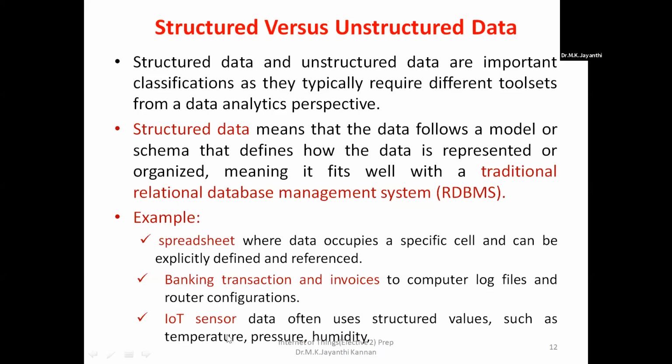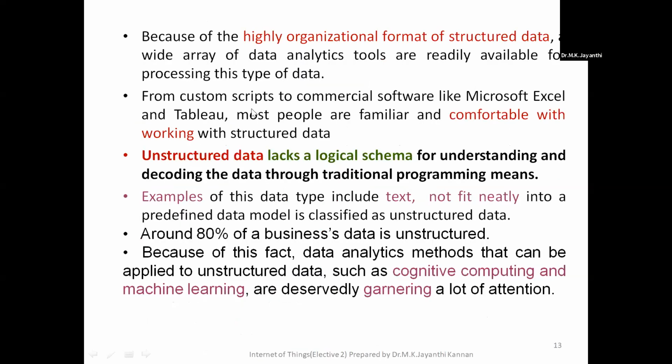IoT sensor data often uses structured values such as temperature, pressure, and humidity. If you are making an IoT device to measure the temperature of a city, it will have columns like temperature, pressure, and humidity, and that data will be stored in tabulated form. Each field attribute will have its own parameters like data type, constraints, and size applied to it. Because of the highly organized format of structured data, we can easily process it and apply any query or constraint on it, so it is easy to manage.